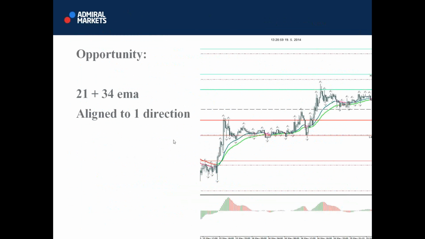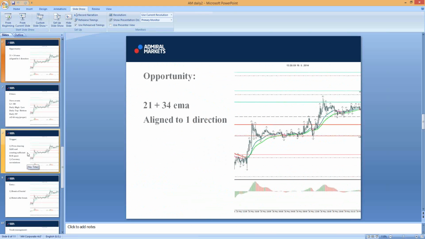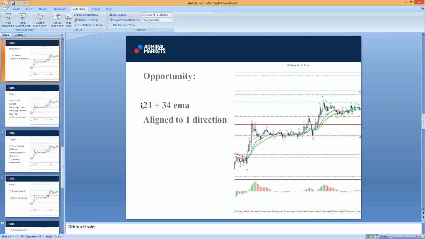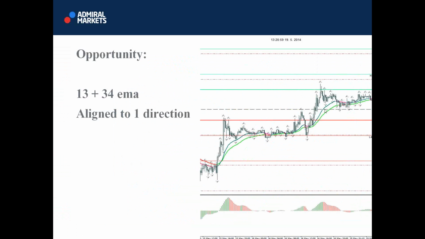Actually, that should be 13. Let me change that quickly before we continue. All right, so 13, we want them to be aligned in one direction. Just because they're both bullish, for instance, is not enough. We want the shorter one above the longer one, the 13 above the 34 in an upside.